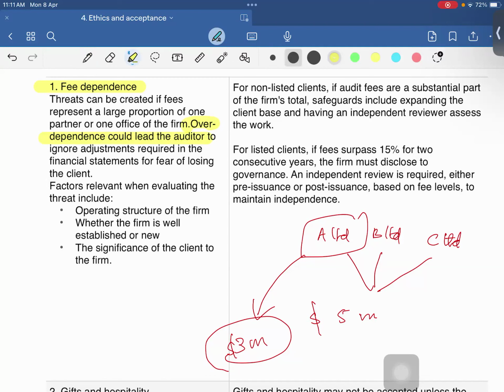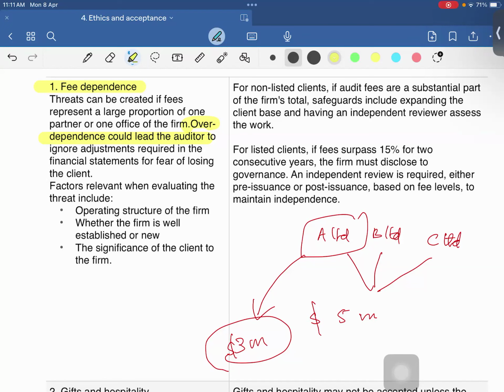So if the client needs any adjustments to the FS, or if there are any misstatements in the FS, in the fear that this particular client might not opt for our company for future audits, we might not take it into consideration. That means their misstatements, their mistakes, the adjustments that are needed in the FS, we are going to turn a blind eye to. Clear?